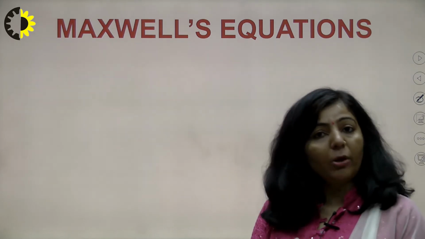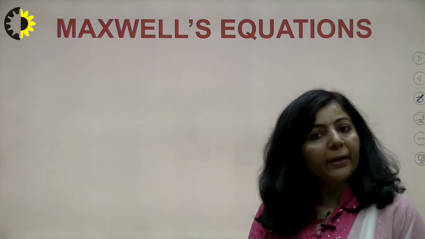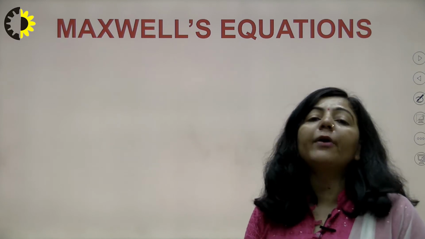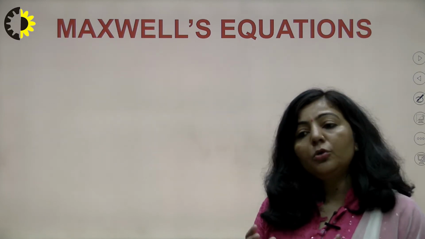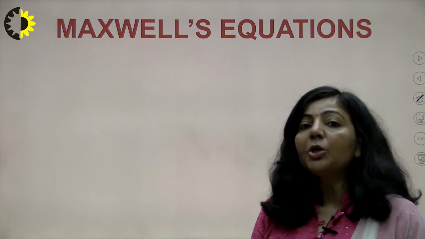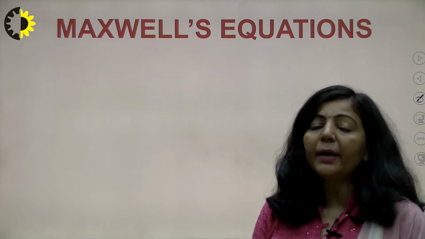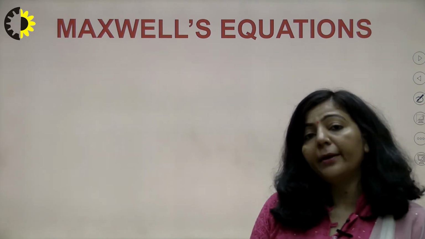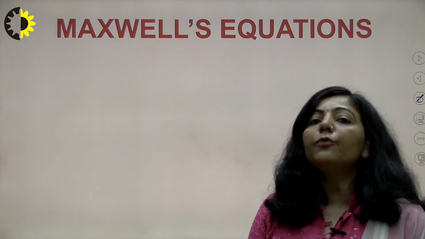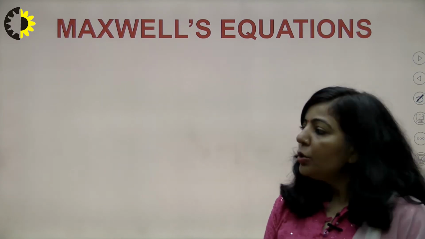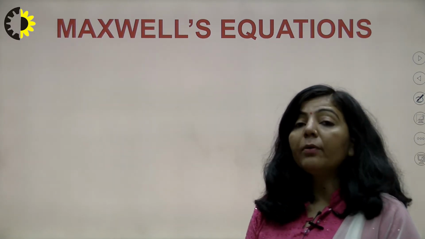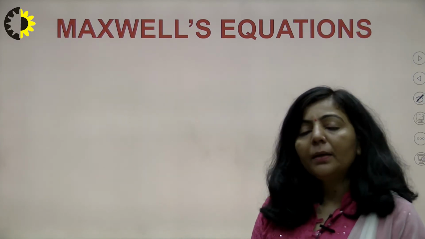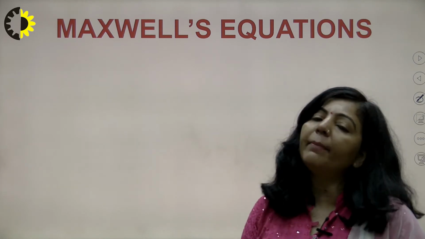So you have Gauss law in electrostatics, you have Gauss law in magnetostatics, you have Faraday's law of electromagnetic induction, you have modified Ampere's law. So using these four laws, what I have mentioned, first Gauss law in electrostatics, then Gauss law in magnetostatics, then the third one is Faraday's law of electromagnetic induction, and the fourth one is modified Ampere's law. When these four laws are written in differential form, those four equations will become Maxwell equations.